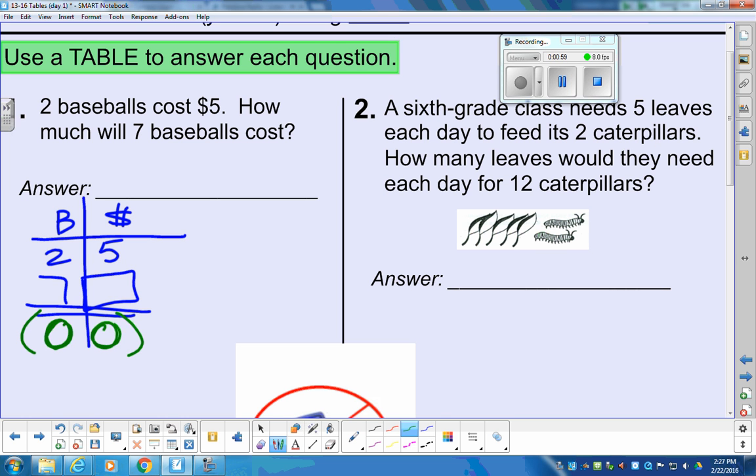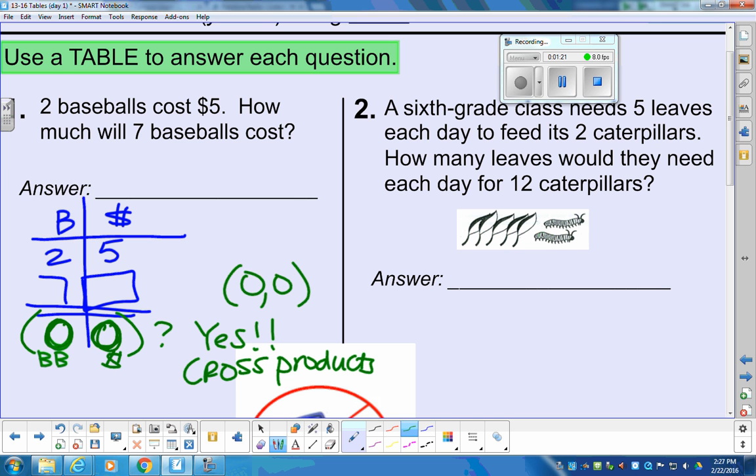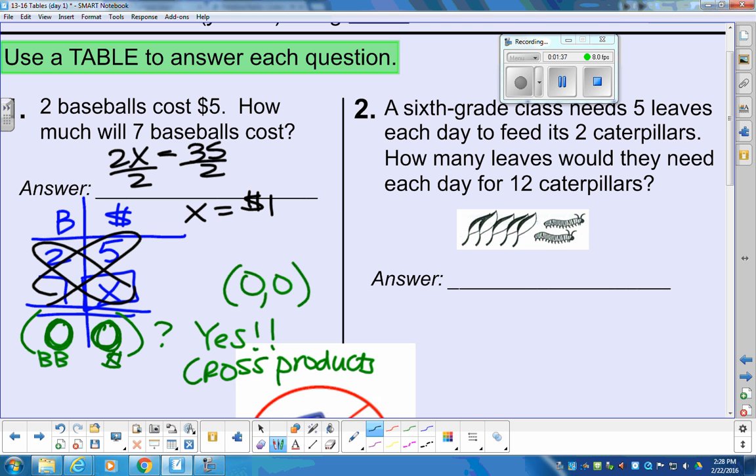Is it true that if I buy 0 baseballs, I will need $0? Yeah, that's true. Every time we can say that's a yes, then we can take cross products. So if we are able to say yes, it's proportionate, then we can take cross products and multiply, divide. So as I start to solve, we grab the variable x, multiply across, which gives us 2x. Multiply across the other side is 35. Hand method kicks in, divide by 2, copy, paste, and we get x equals $17.50.